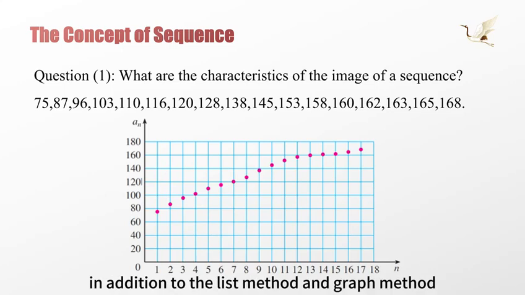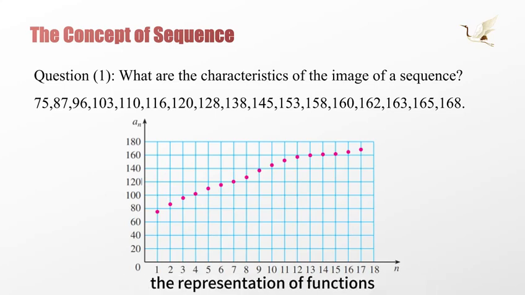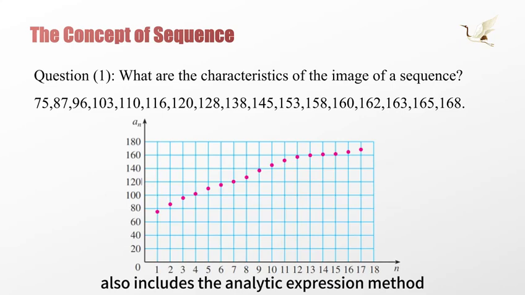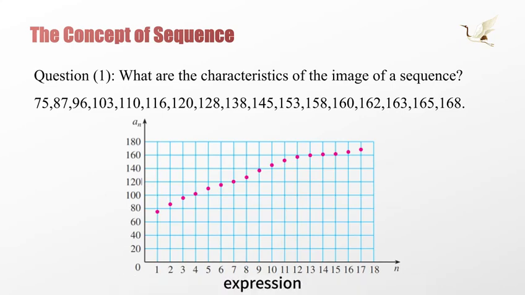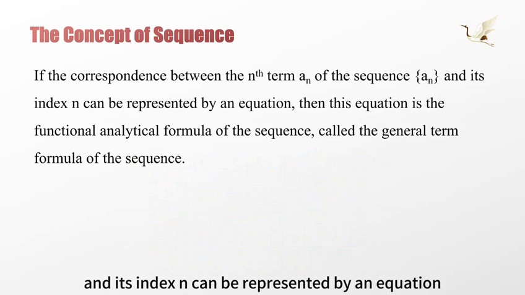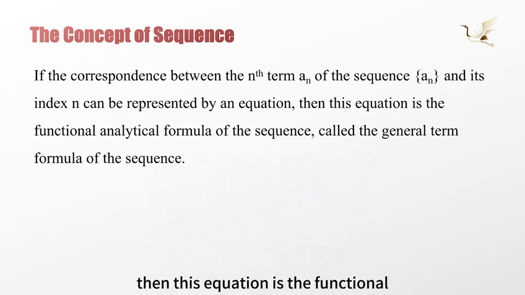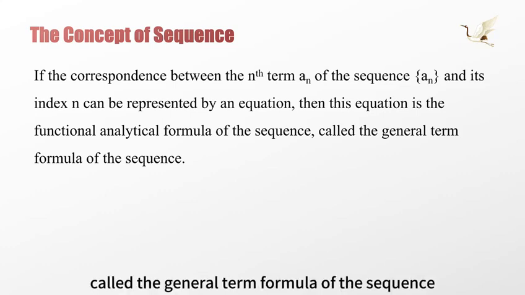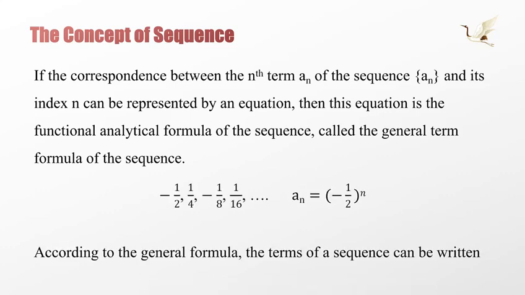In addition to the list method and graph method, the representation of functions also includes the analytic expression method, and the sequence should also have an analytic expression. If the correspondence between the nth term an of a sequence and its index n can be represented by an equation, then this equation is the functional analytic formula of the sequence, called the general term formula of the sequence.